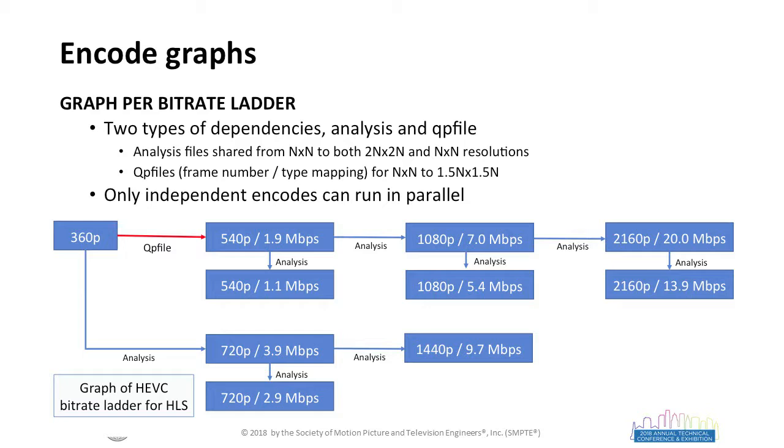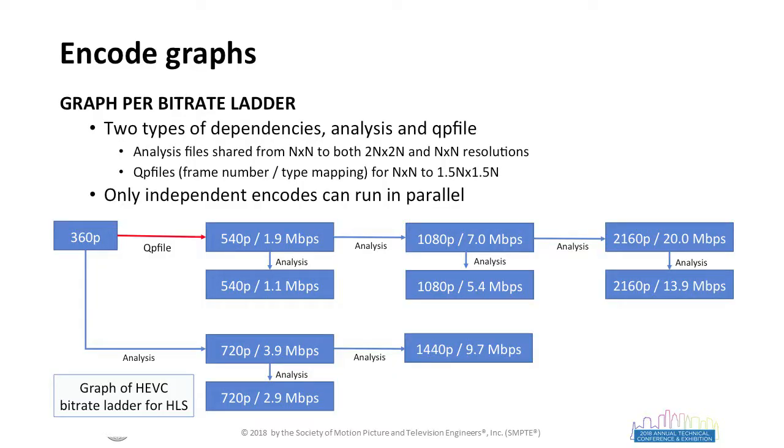So this allows us to build a graph that we can do for Apple's recommended 12-step ladder, where we have two different types of analysis. We have the full analysis that can apply to resolutions that are multiples of 2, and then we also have to have frame alignment across all of the different resolutions for streaming clients, and so we also need a QP file, which is just a simple frame number and frame type to keep all of the encodes in line. And then frame type is obviously aligned for the analysis files across all of those.